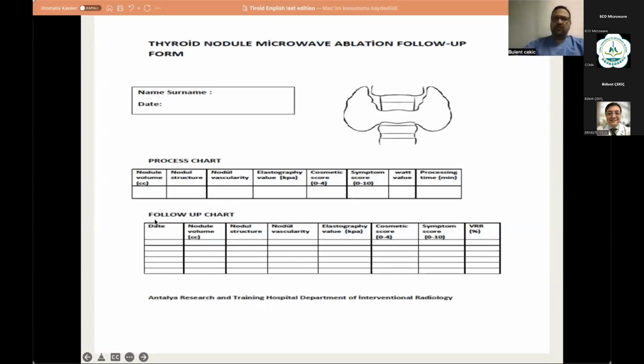And after 1, 3, and 6 months is the control. At the control, we write again the nodule volume, nodule vascularity, the elastography value, and the cosmetic and symptom scores, and we write the volume reduction rate.